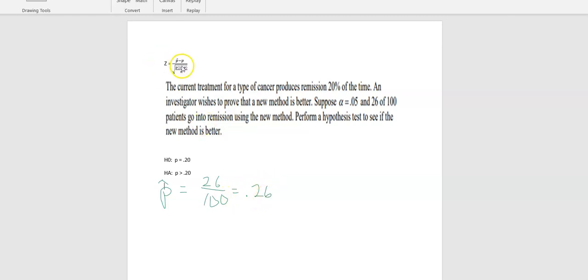Let's go ahead and plug into our test statistic. We will have 0.26 minus the P that's in our null, 0.20. And then on the bottom, square root of 0.20 times 1 minus 0.20, over our sample size, which was the 100 patients.